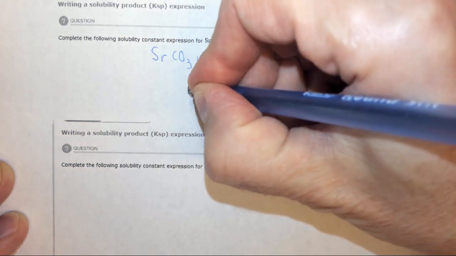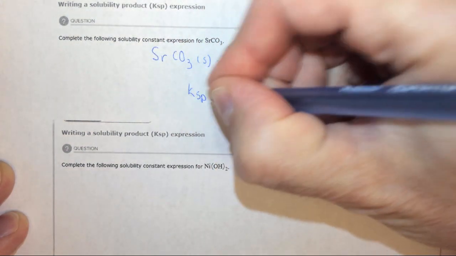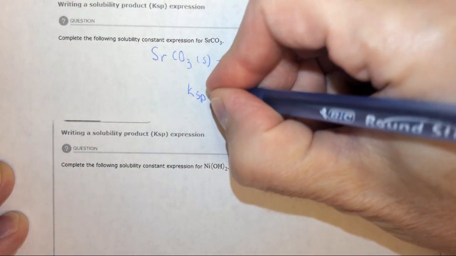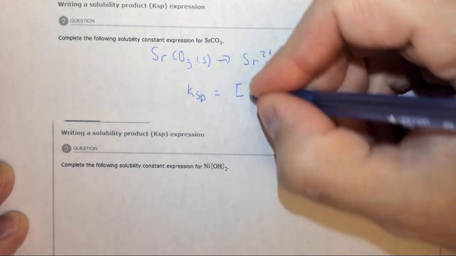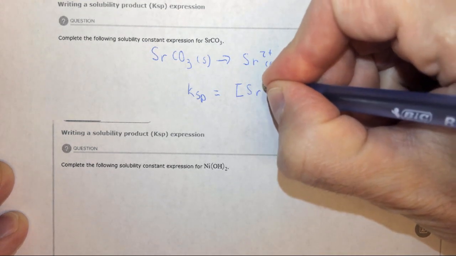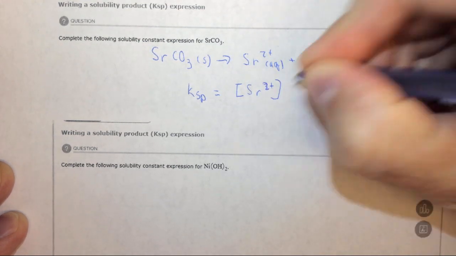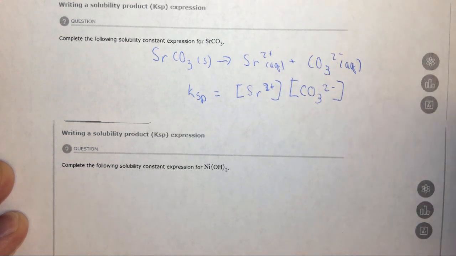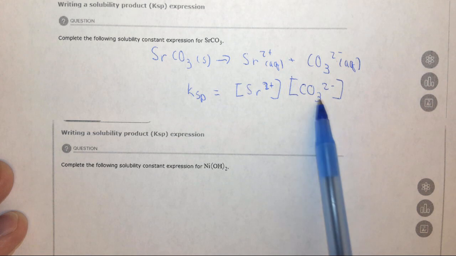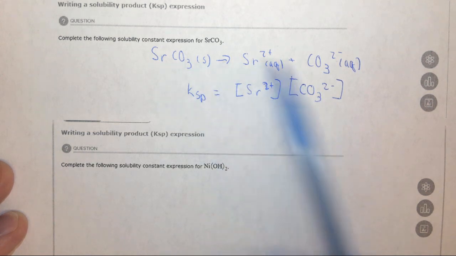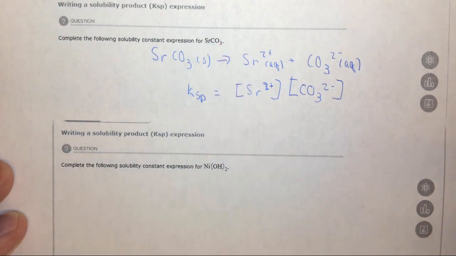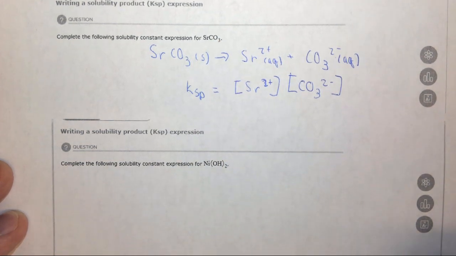The Ksp, which is products over reactants, except that the reactant is a solid, so we ignore it, is equal to just the concentration of the products. In this case, Sr2+ and CO3 2-. It wouldn't be a bad idea to review your polyatomic ions for this section, because many of these compounds will have polyatomic ions like carbonate or like hydroxide.